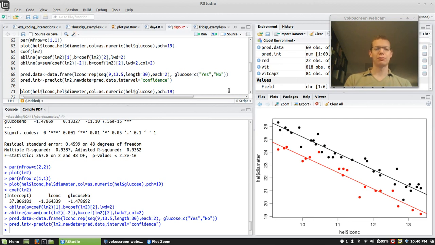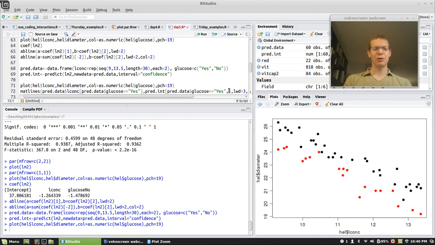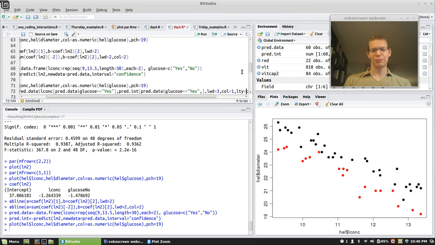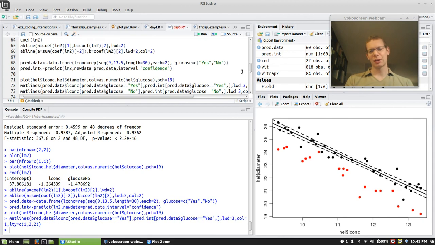And what we'll do is I'll just clear the plot, and now I will add some lines for all those where glucose is yes, like this. This could be written much nicer, but as I said earlier on, sometimes you just make things work and then you take it from there. So this is the confidence interval of this line, and likewise for the glucose no.